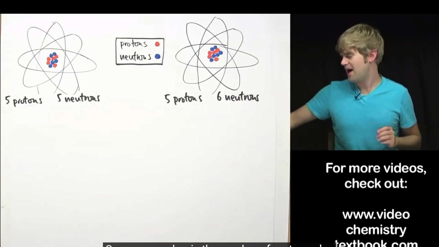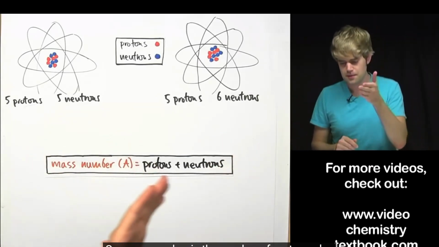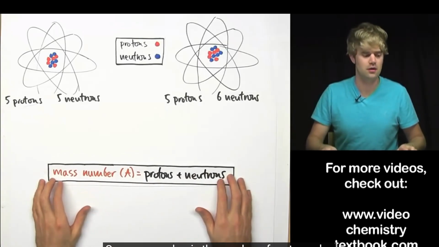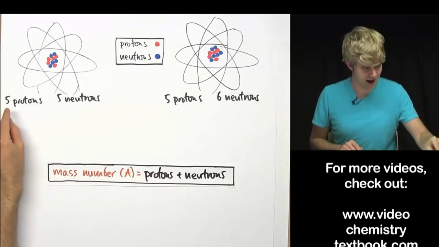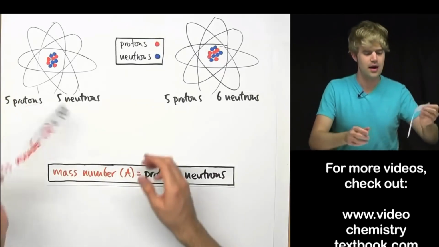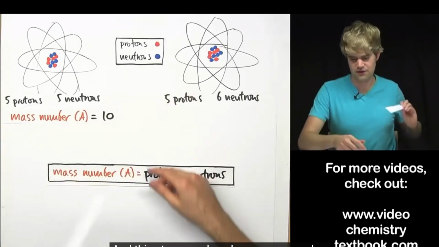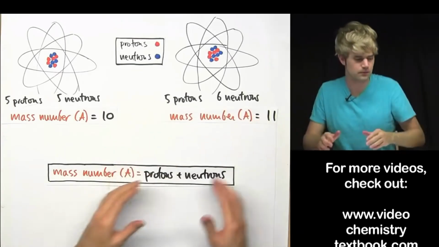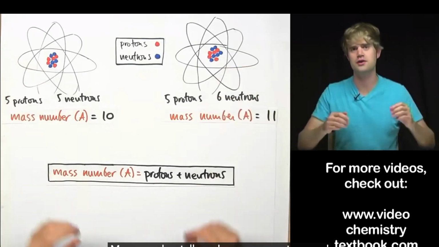So, mass number is the number of protons plus the number of neutrons. So this atom here has a mass number of 10, 5 plus 5. And this atom over here has a mass number of 11, 5 plus 6. Mass number tells us how many protons and neutrons are in the nucleus of an atom.